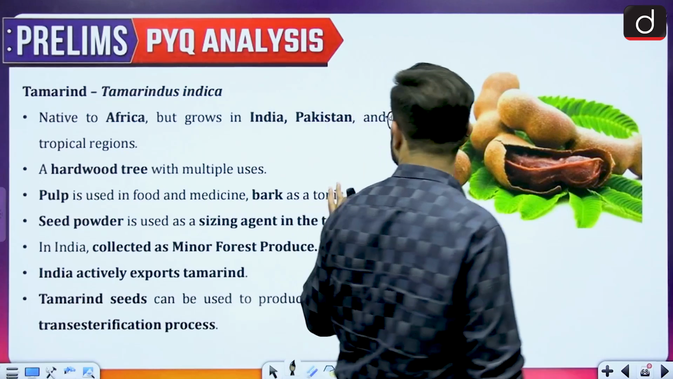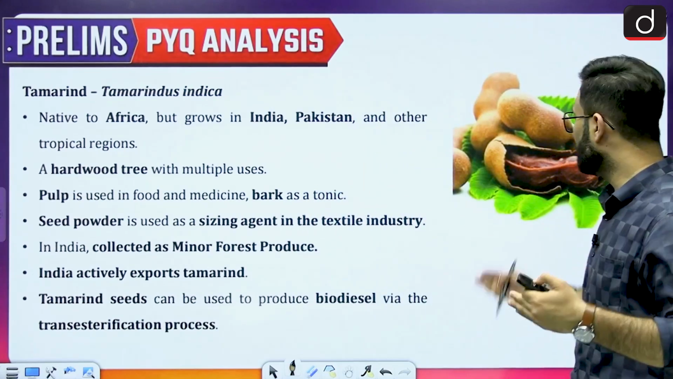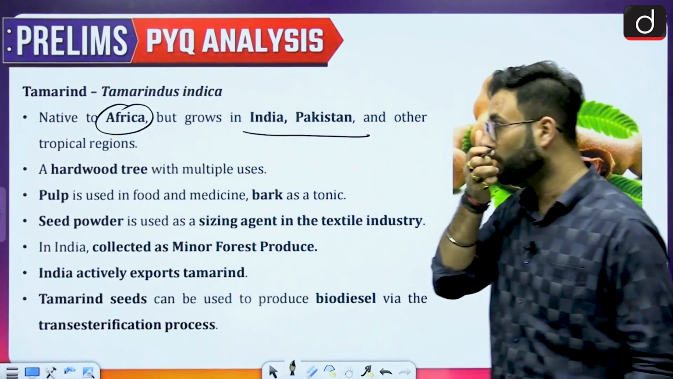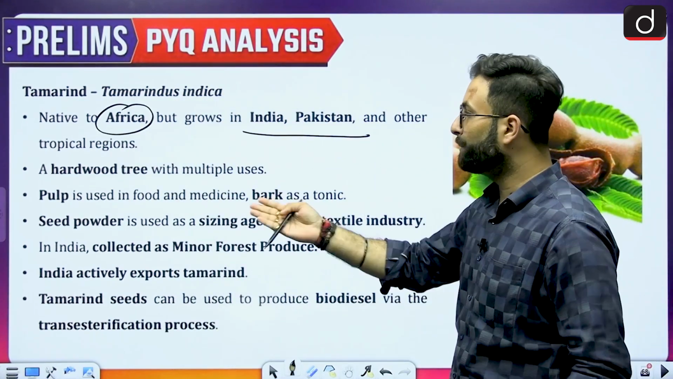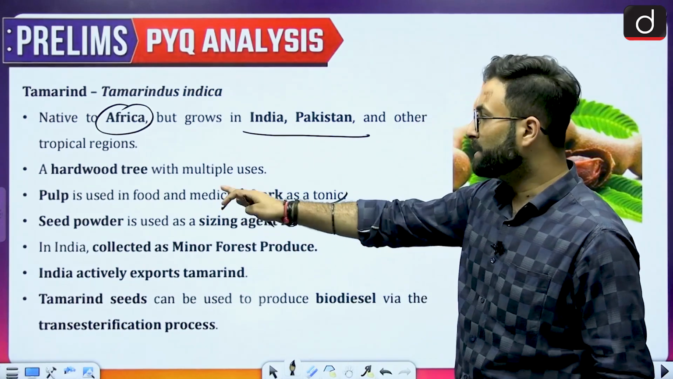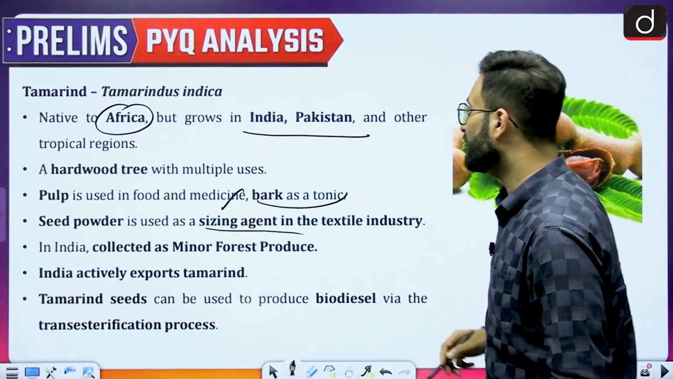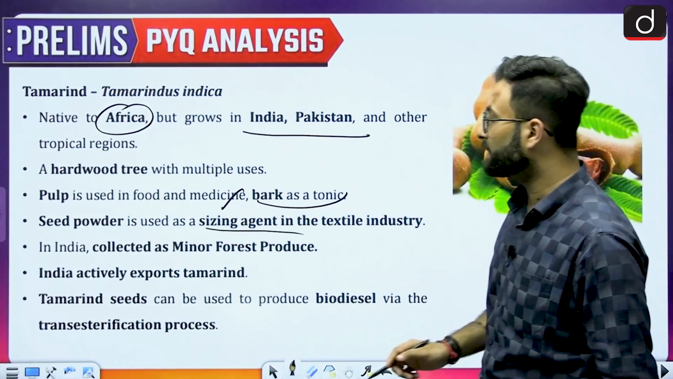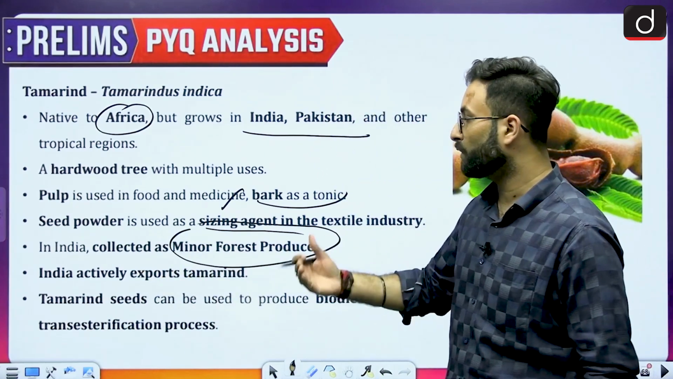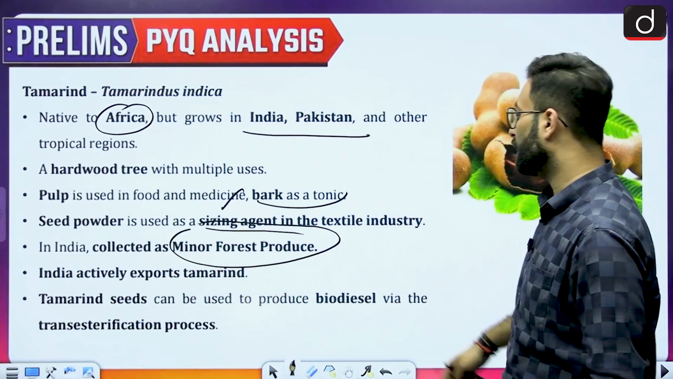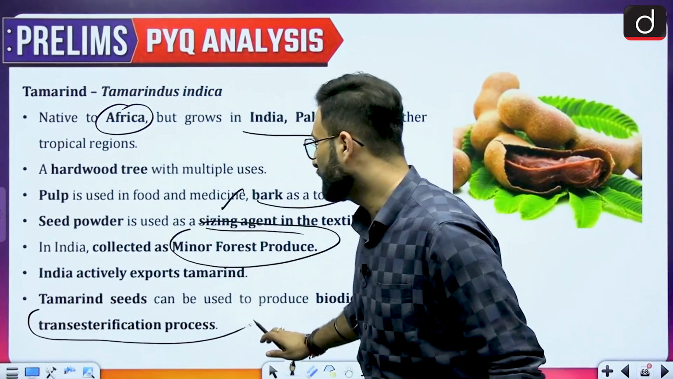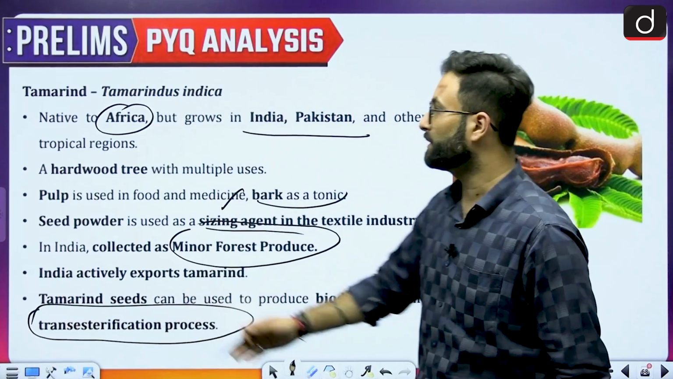Okay, coming to the next one, that is tamarind. Tamarind is generally your imli, which you can see over here, native to Africa, but it is grown in India, Pakistan and other tropical regions. The pulp is used for food and medicine. Bark is used for tonic. Seed powder is generally used as a sizing agent in the textile industry. Other than that, it is a minor forest produce in India. India actively exports tamarind. We are an exporter of tamarind. Tamarind seeds can be used to produce biodiesel via the transesterification process. Okay, so that is something which you can remember.